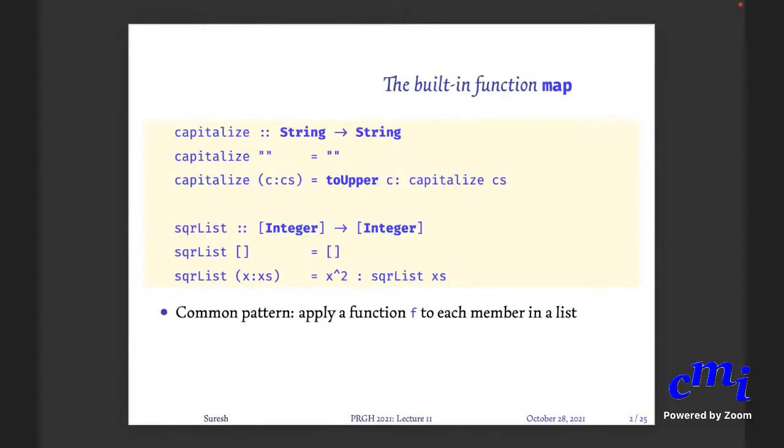Two very important examples of this are what are called map and filter. We quickly looked at map in the last class. Let us just go over it a little more slowly. So here is the example.